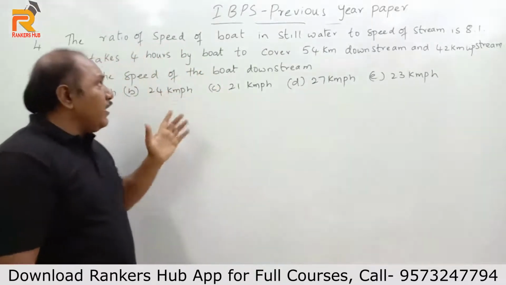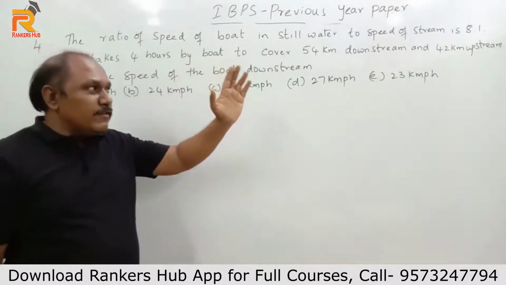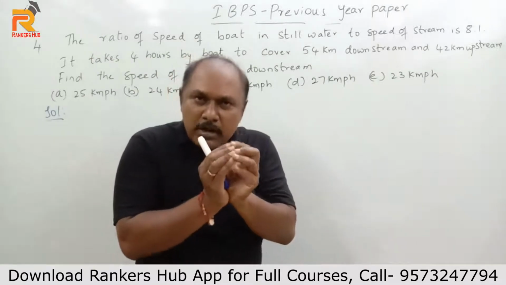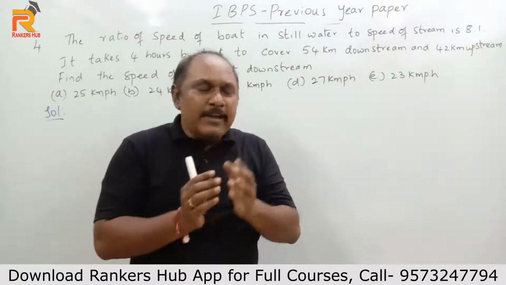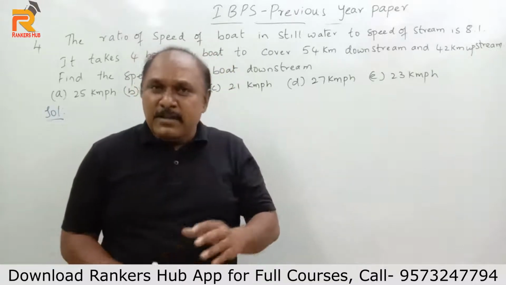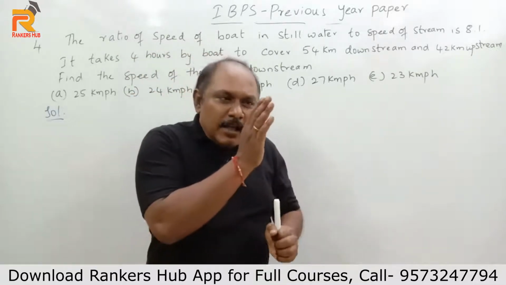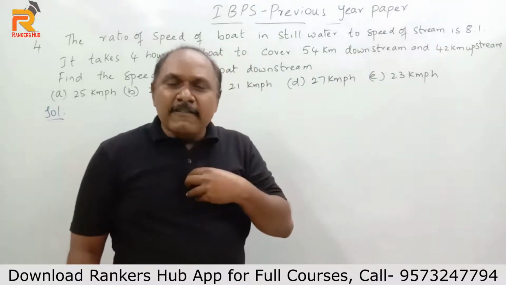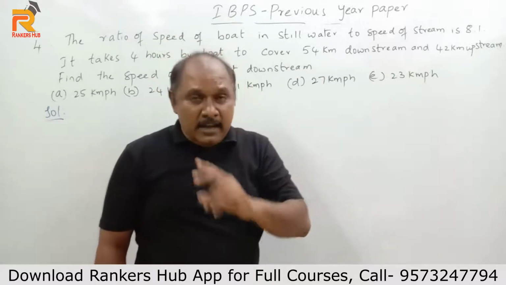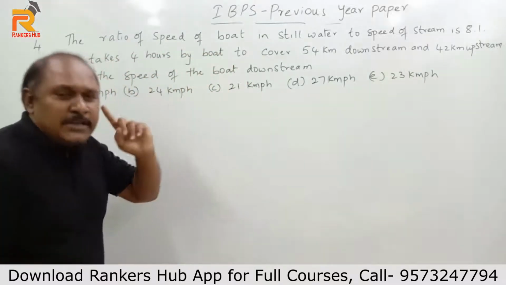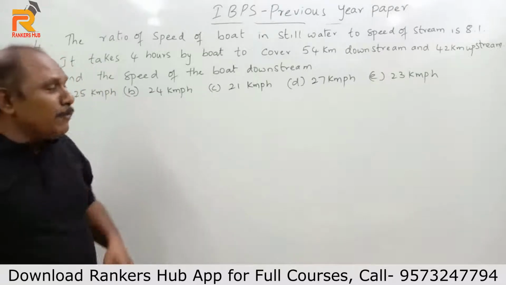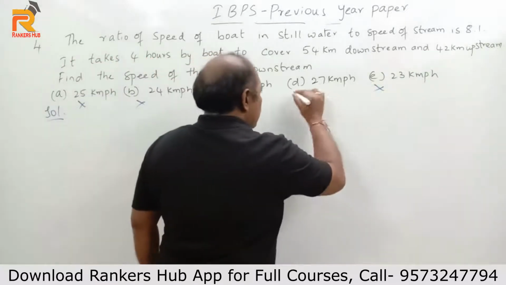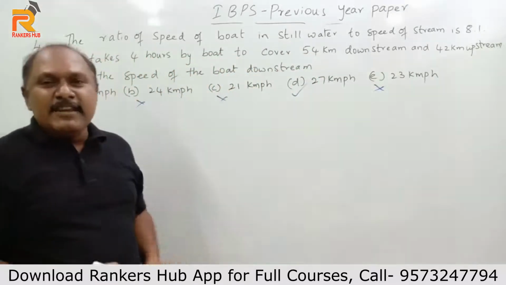Now here, if you look carefully, speed of the boat in still water to speed of the stream is 8:1. So 8 parts is speed of the boat, 1 part is speed of the stream. Now we are asked to find out speed of the boat downstream. Speed of the boat downstream is nothing but 8 plus 1, that is 9 parts. So the answer whatever I get should be a multiple of 9. So if you look carefully in all these options, which value is a multiple of 9? 25 no, 24 no, 21 no, 23 no. So our correct answer is 27 kilometers per hour.